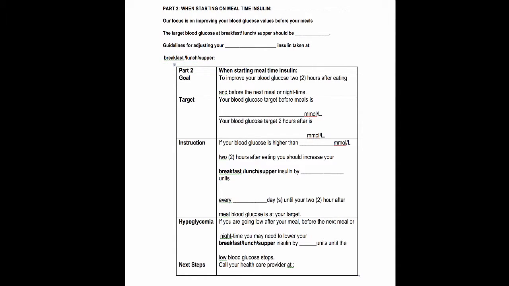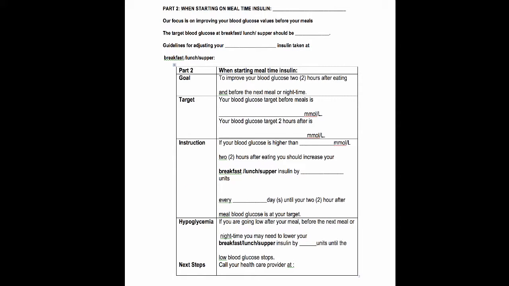So then in a table form again, the goal is to improve the blood glucose 2 hours after eating and before the next meal or nighttime, depending on the start of that mealtime insulin. The target, what their blood glucose target is before the meal, and then what their blood glucose target is 2 hours after the meal. If your blood glucose is higher than whatever they're aiming for 2 hours after eating, you want to tell them how much they should increase that mealtime insulin by and how often they should increase it until their 2 hour after meal blood glucose is at the target.